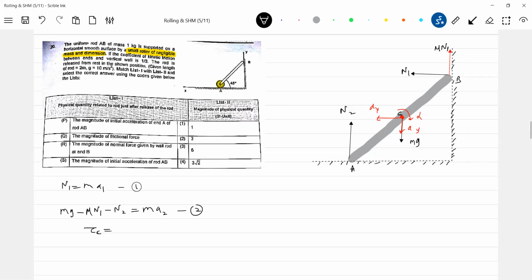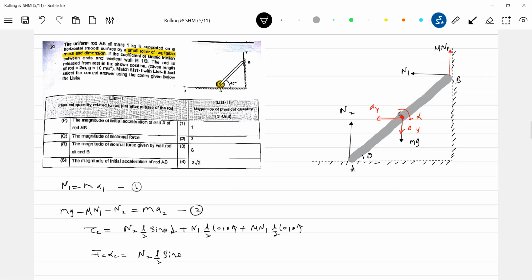So who all will set up, talk about center of mass? This will be theta. Torque of N2 into L by 2 sine theta, clockwise, plus N1 into L by 2 cos theta, anti-clockwise, then friction mu N1. So what is this? This should be equal to IC into alpha C. N2 L by 2 sine theta.